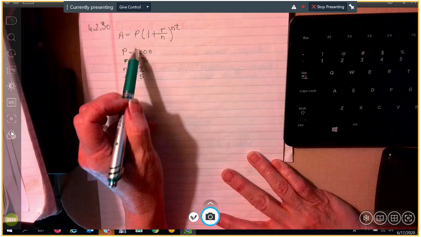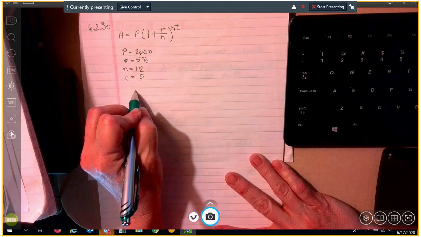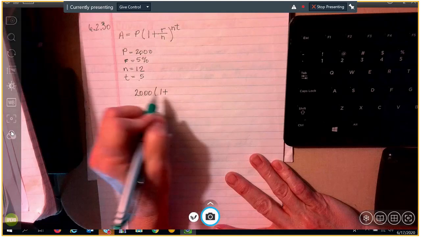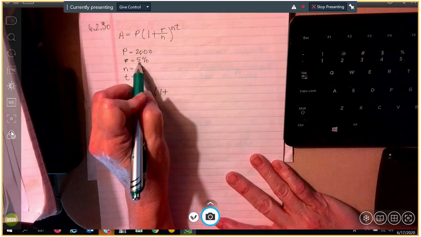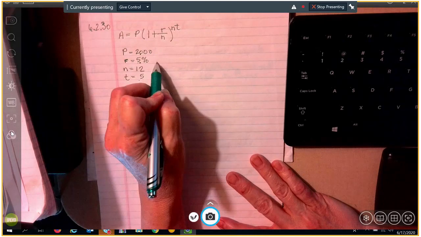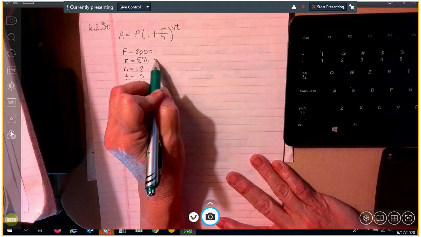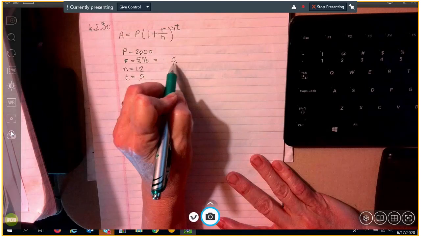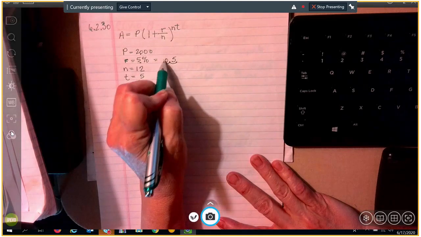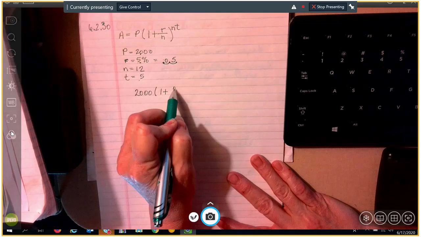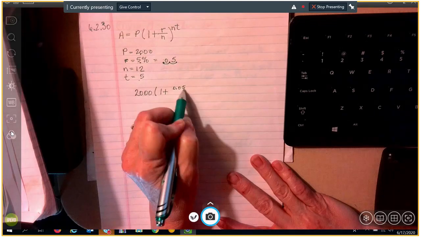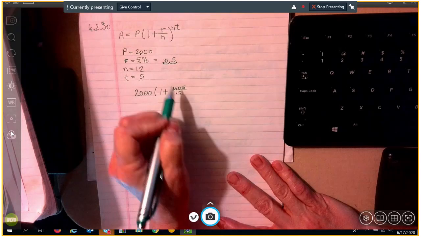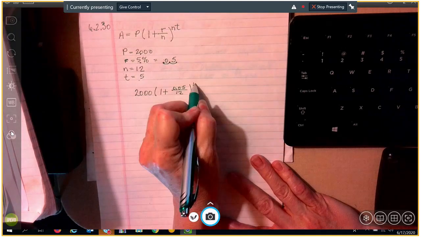So I'm going to just put everything in. I'm going to put in 2,000, parentheses 1 plus my rate. Always change this to a decimal. So 5% is going to be 5, back it up 2 spaces. So we're at 0.05 all over n, which is 12. And this is raised to the 12 times 5.